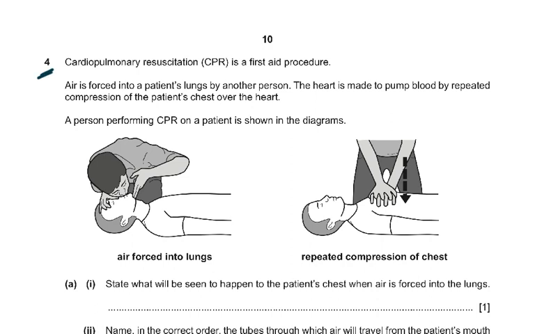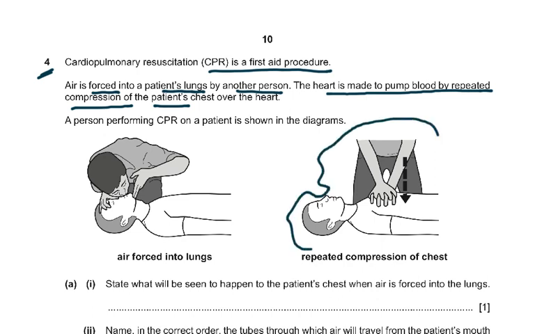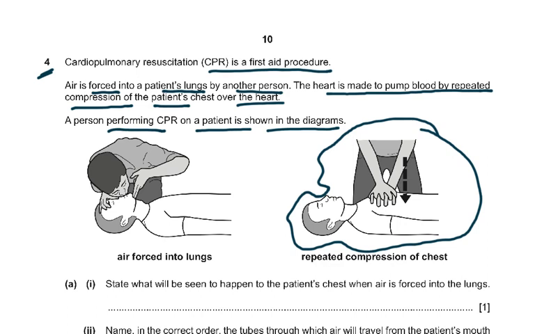Now the fourth question is: cardiopulmonary resuscitation (CPR) is a first aid procedure. Air is forced into a patient's lungs by another person. The heart is made to pump blood by repeated compression of the patient's chest over the heart. You can see this happening here, and how we're going to press over the heart. A person performing CPR on a patient is shown in the diagrams.